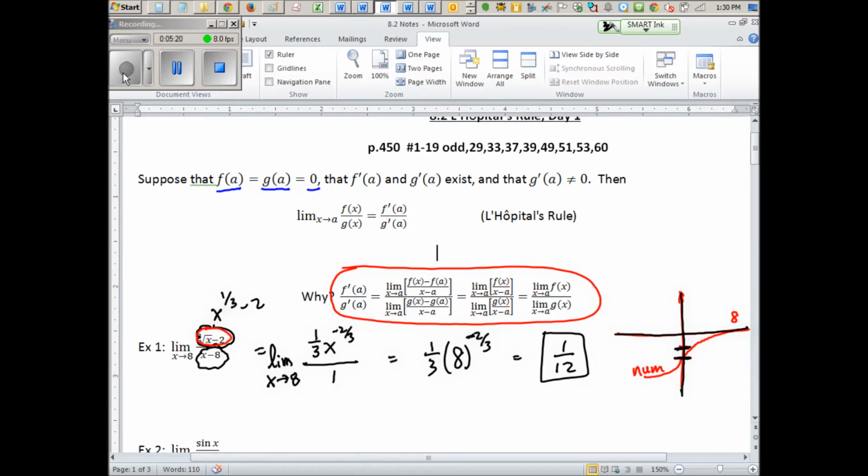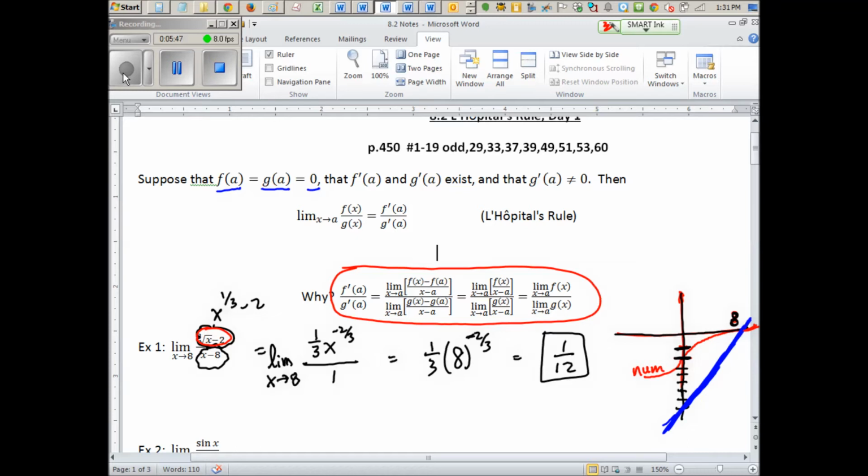So let me color code this. Here comes a blue line at x minus 8, like this, slope 1. This is the graph of the denominator. And out here at 8, the red and the blue collide. Unfortunately, they collide right on the x-axis, which is why we're having trouble with this limit.